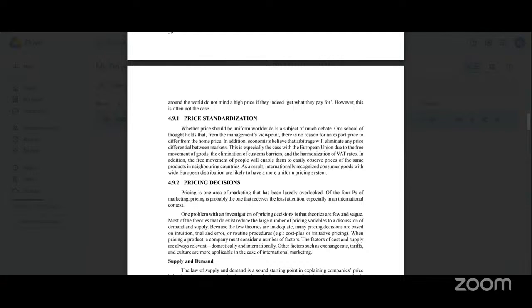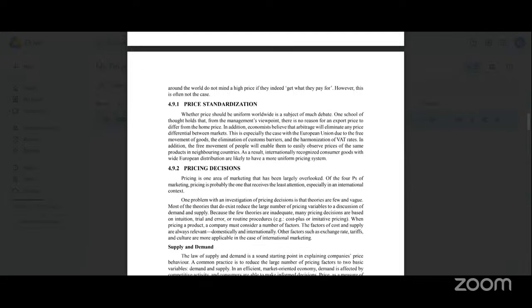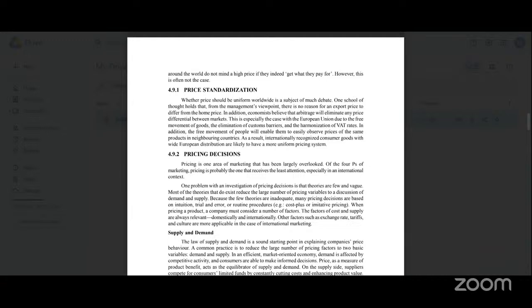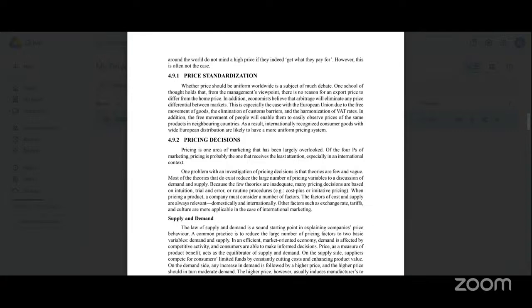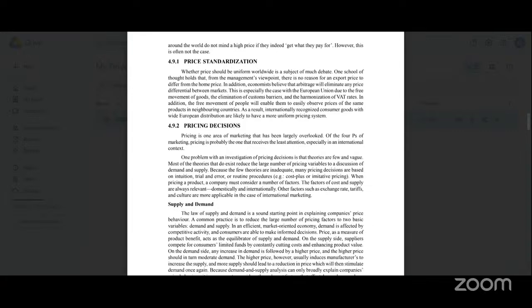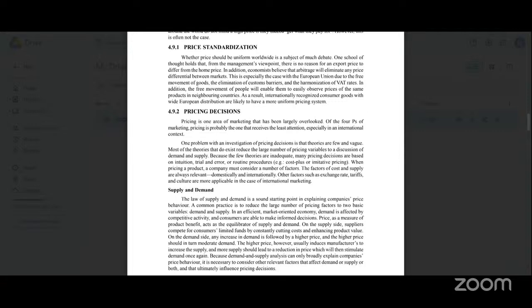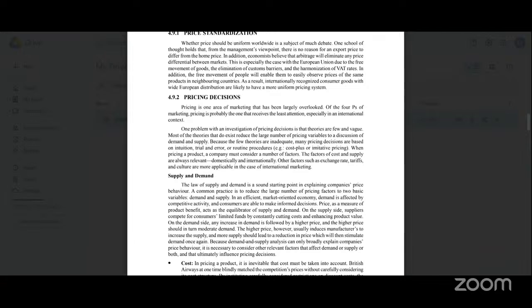Price standardization is also applicable. For example, the European Union has a lot of options for a free movement of goods. They have eliminated things like customs barriers, harmonization of VAT rates, etc. But at the same time, they also observe the price of the same product in neighboring countries. So there has to be certain internationally recognized consumer goods with similar pricing, or a uniform pricing system applied across the European distribution market.